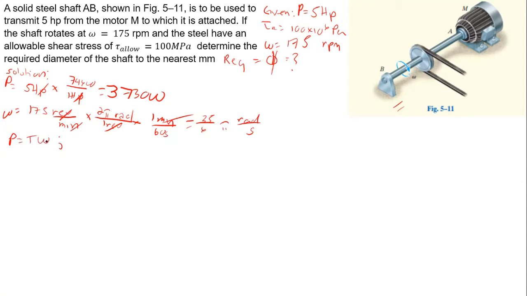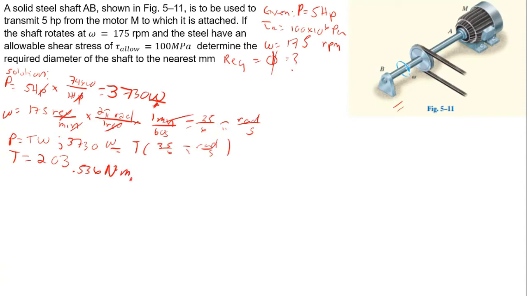So meron tayong P na 3,730. Watts. So 3,730 watts is equal to T times 35 over 6 pi rad per second. So solving for T, ang makukuha nating value ng T natin is 203.536 Newton meter.